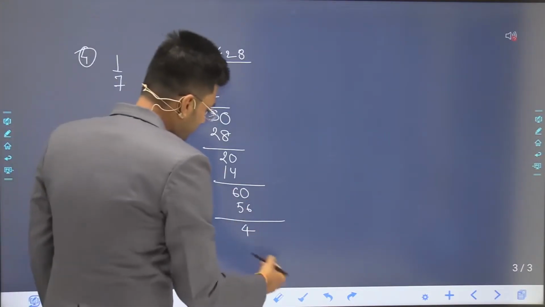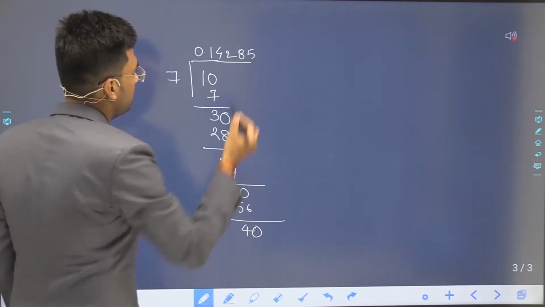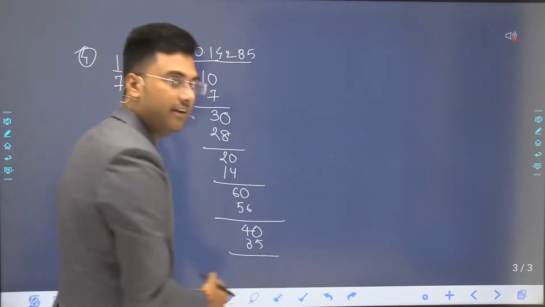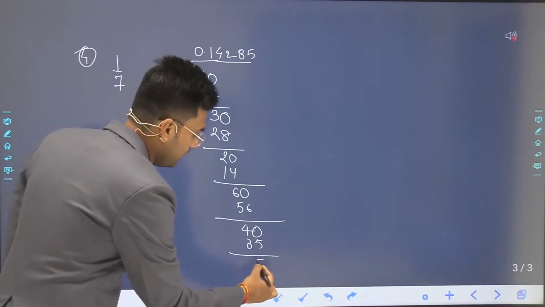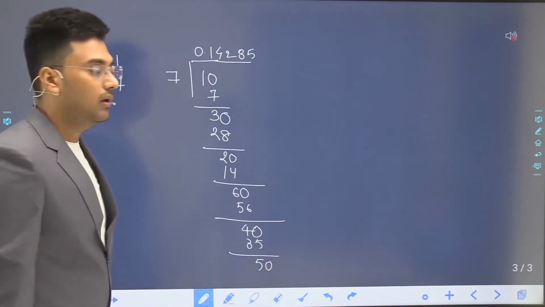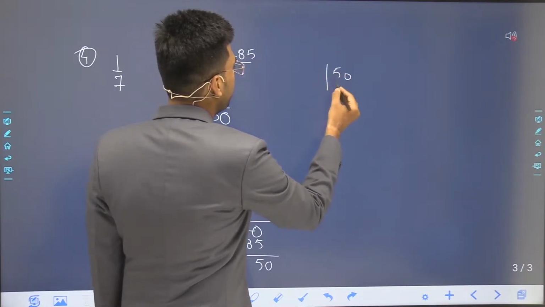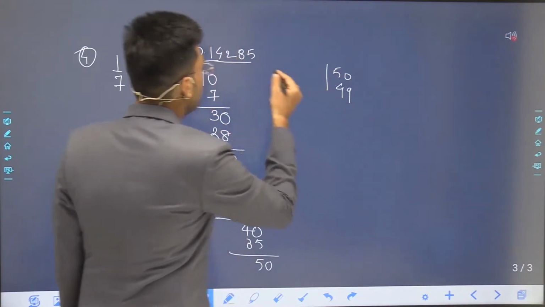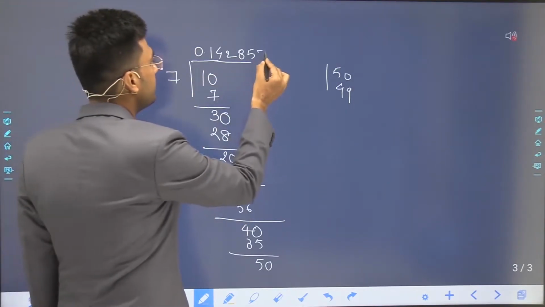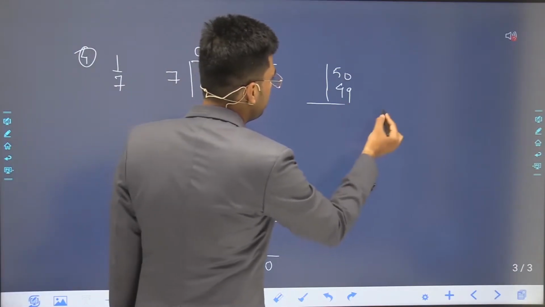Now it becomes 40, and 7 divides 40 5 times, it is 35, and the difference of 40 and 35 is 5. Now it becomes 50. Now we divide 50 by 7. When we divide 50 by 7, we get 7 times, and 7 7s are 49. So the remainder is 1.